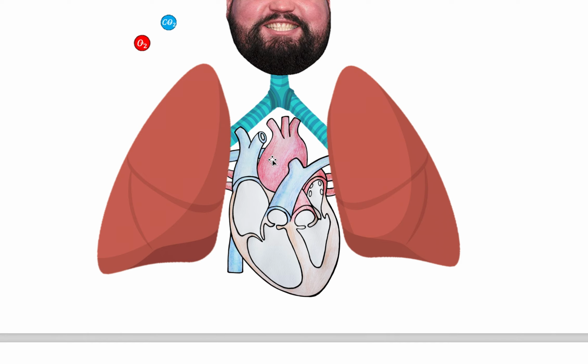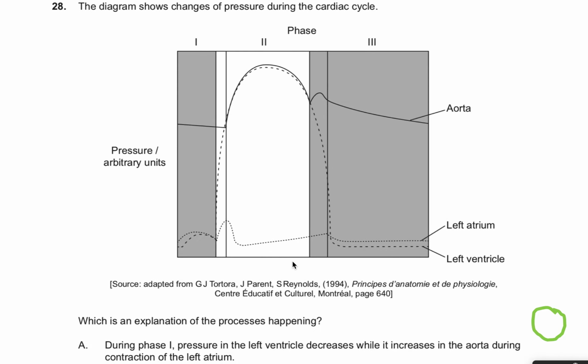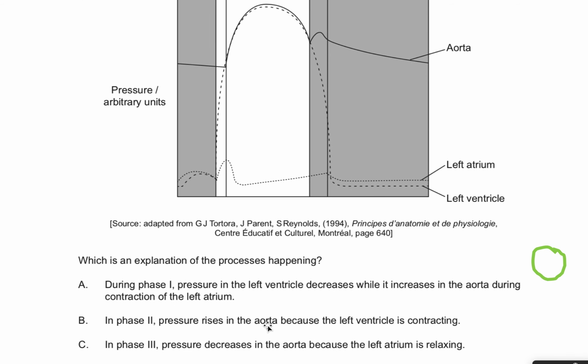And as it's entering the aorta, it's increasing the pressure. It's making it more full, right? So that must be true. In phase 2, pressure rises in the aorta because the left ventricle is contracting. Yes, I think that's true.